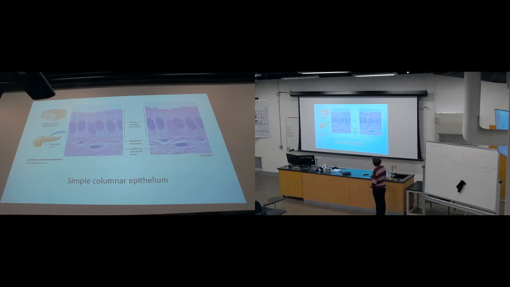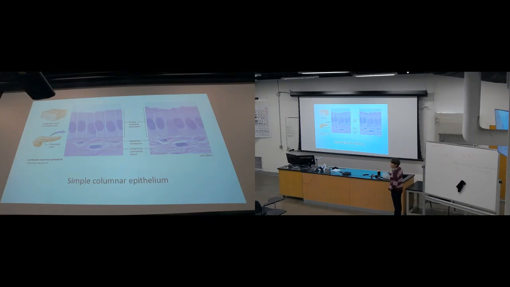Then simple columnar, only one layer of cells. This is the nucleus, a large nucleus. This is the apical side, this is the basal side. So here you have the basement membrane, and underneath the basement membrane you have connective tissue. Where do we have this simple columnar epithelium?